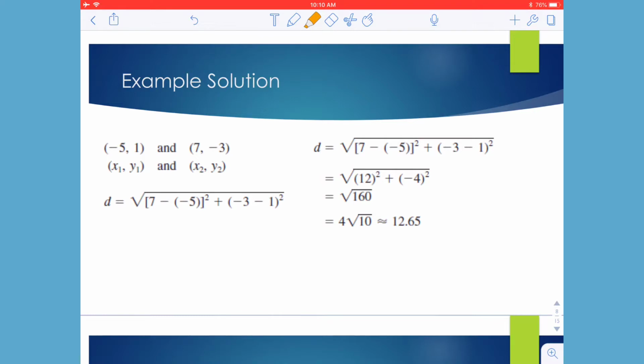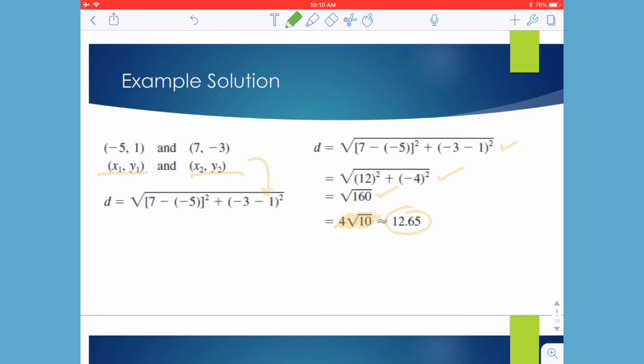Looking at my solution, I've identified my first coordinate x1, y1. I've identified my second coordinate x2, y2, and I've plugged these in respectively into my formula. Then using order of operations, I'm simplifying and solving until I get down to the square root of 160. And you see that my exact final solution is 4 square roots of 10. And then if I'm going to round that, I'm circling that, it would be 12.65.